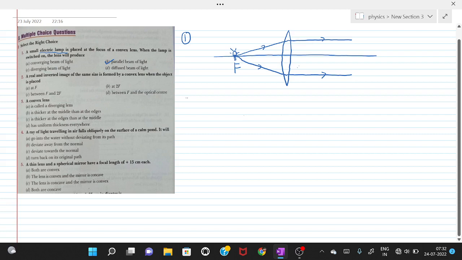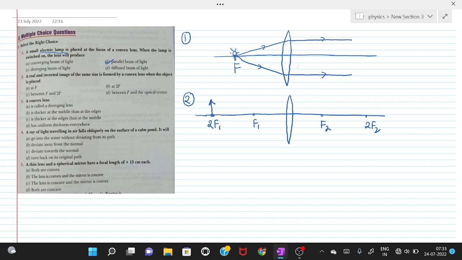Now let's see question number 2. First read the question. A real and inverted image of same size is formed by a convex lens when the object is placed at: at f, at 2f, between f and 2f, between f and optical center. This is a concept from image formation. If here is 2f1, f1, here f2, and here 2f2, we know that if an object is placed at 2f1, then we get an image of the same size as that of the object, placed at 2f2. This is a concept that we know.